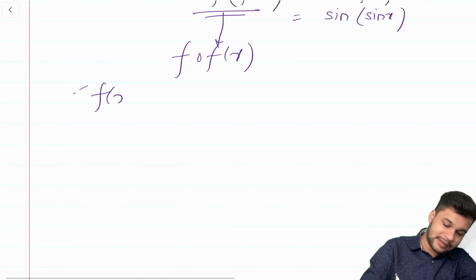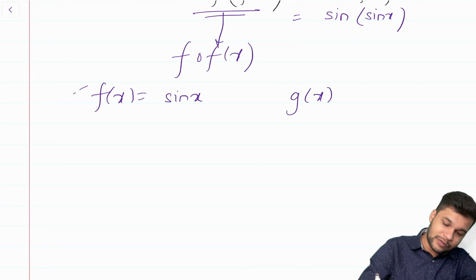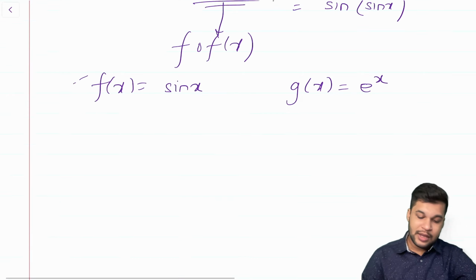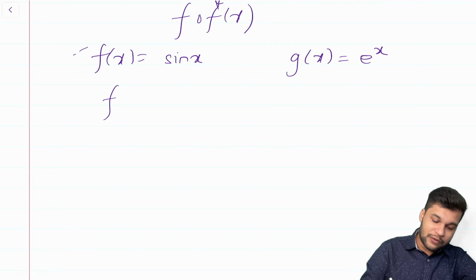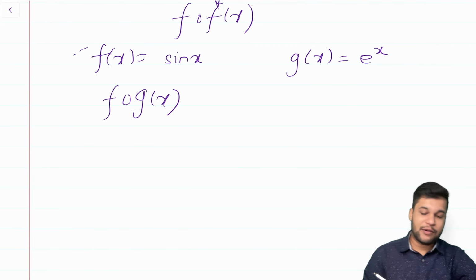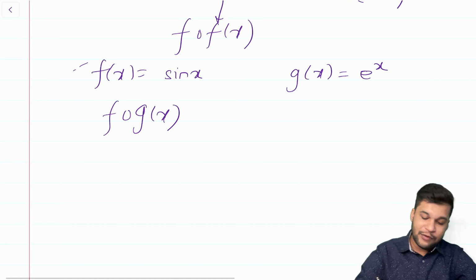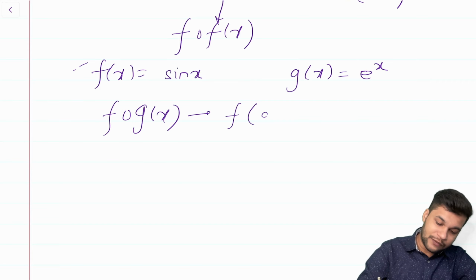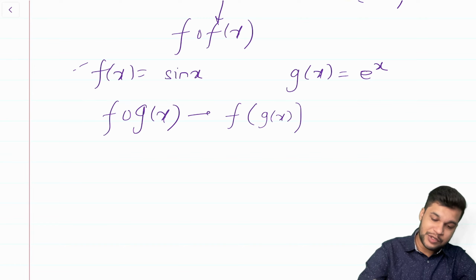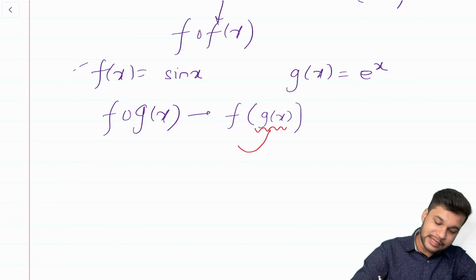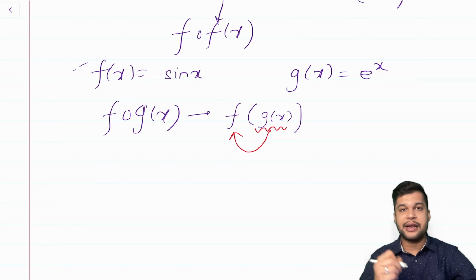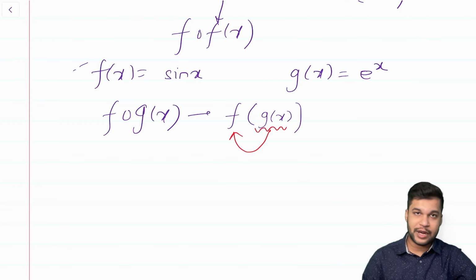Let's take a few more examples. You had f(x) equal to sin x, and we had g(x) equal to e power x, right? Someone asked you to find the value of f of g(x). What do I mean by this? f of g(x) means f of g of x, which means I have to substitute g(x) inside f.